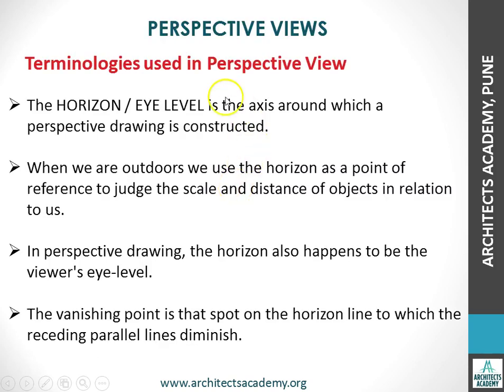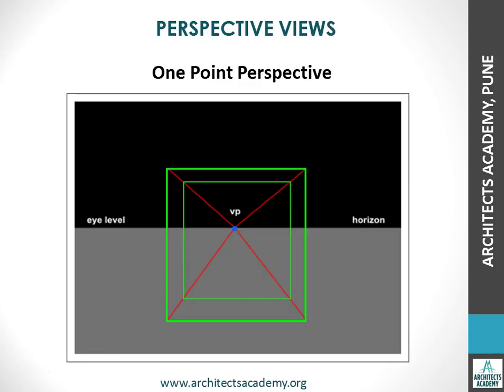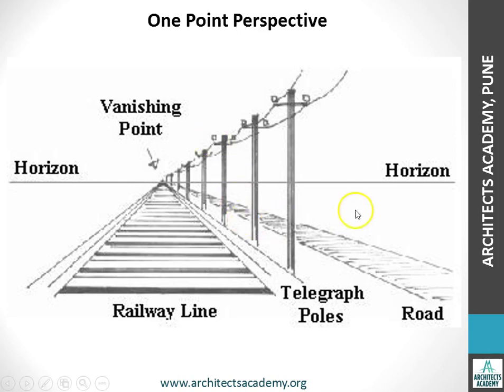So there are some terminologies which you should understand in perspective view. The first terminology is the horizon or eye level. We'll see that when we go towards the examples. Remember that the two important concepts are the horizon line, which is the same as the eye level of the observer, and the vanishing point.